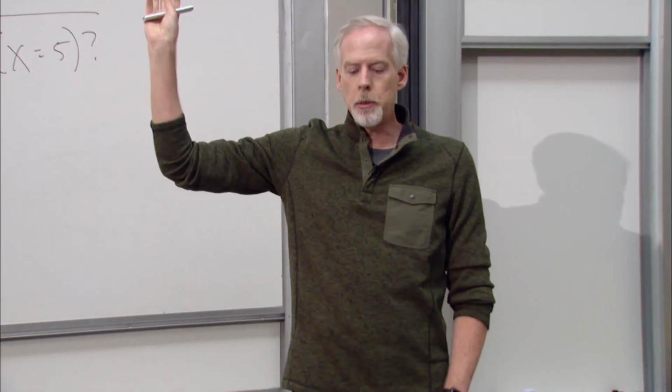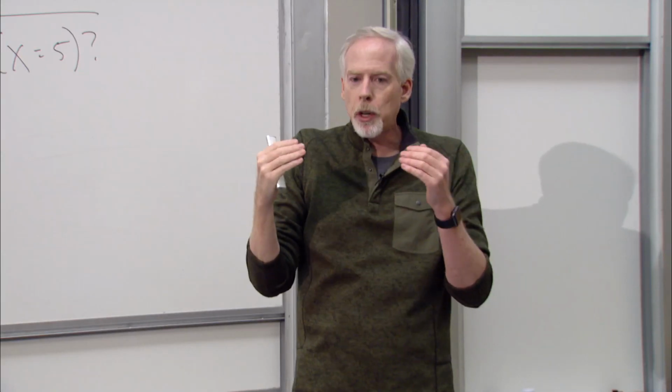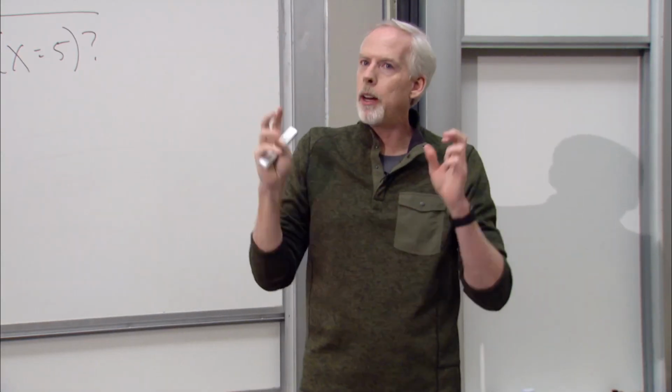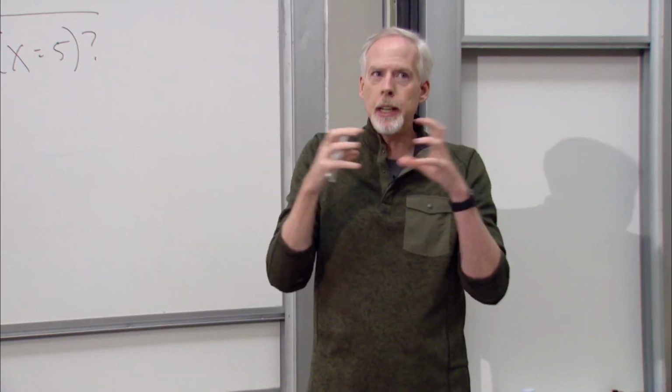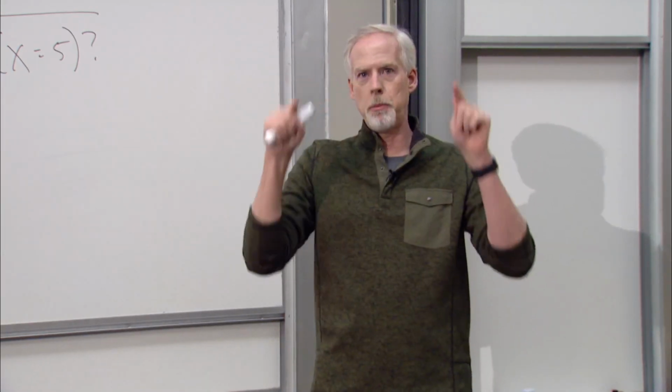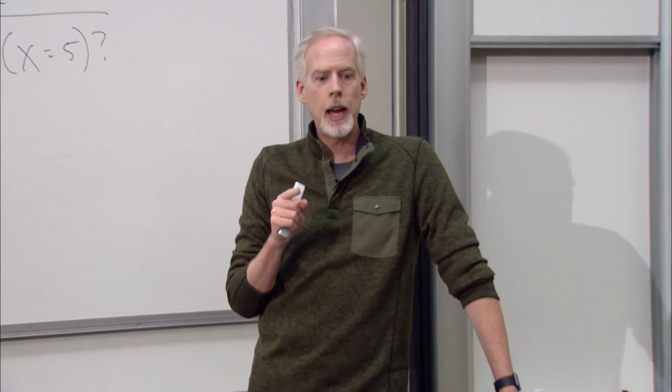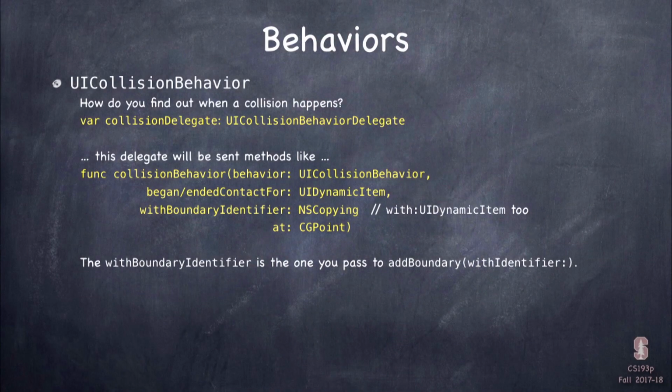Okay, so collision boundaries only check for collisions on each frame of the animation, so they're not a lockdown guarantee to keep things inside if you put a collision boundary around everything. Now, collision boundaries also have a delegate. Their delegate allows you to find out when collisions happen.